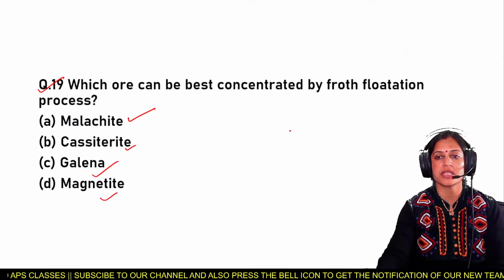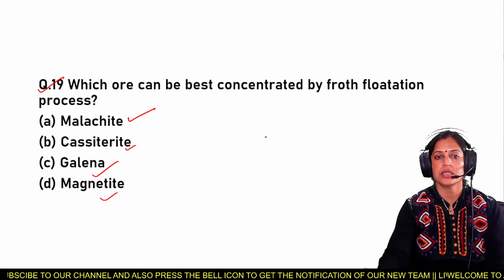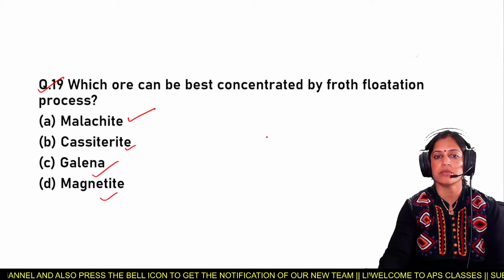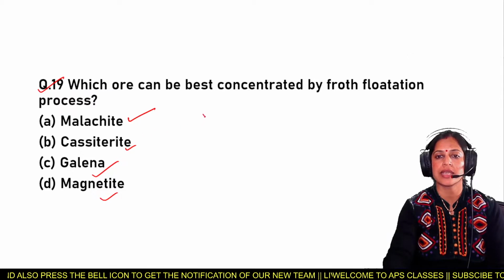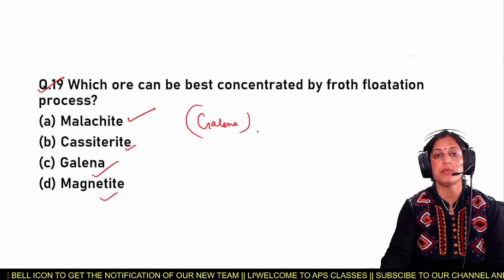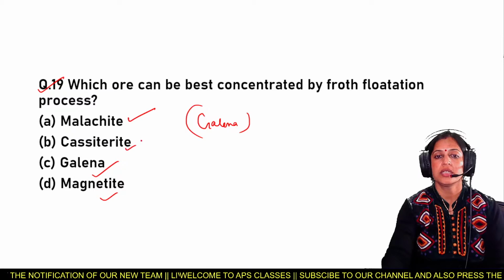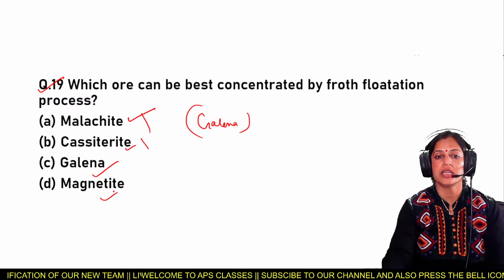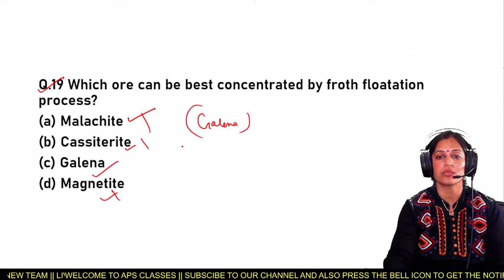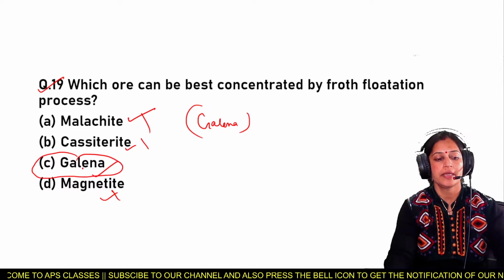Which ore can be best concentrated by froth flotation process? The ore that can be best concentrated by the froth flotation process is galena. So galena is the ore that can be best concentrated by froth flotation process. Not cassiterite, not malachite, and not even magnetite. So here this is the right answer.